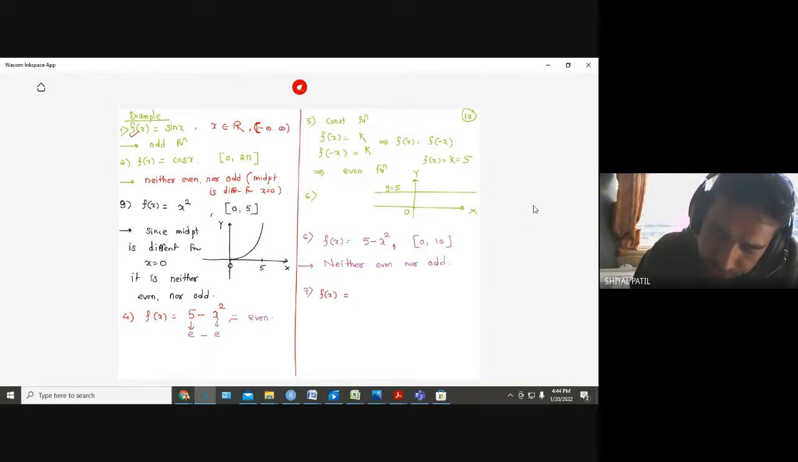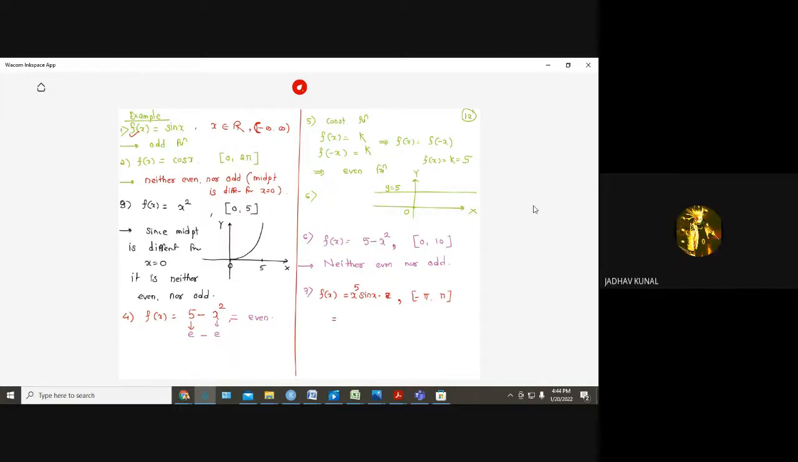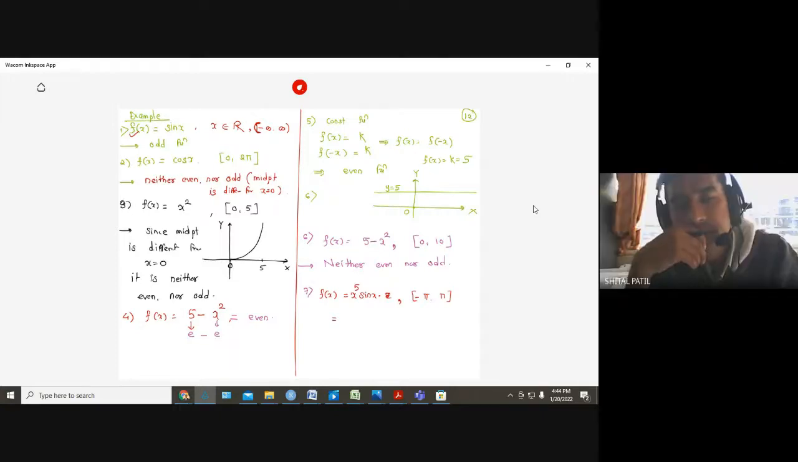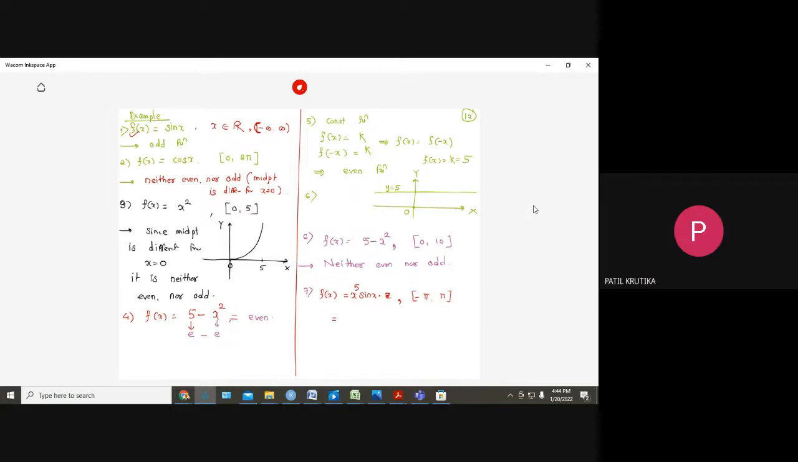So it is sine x into x raised to 5 sine x, and say it is between minus pi to plus pi. Is it an even function or an odd function? Let's check it.